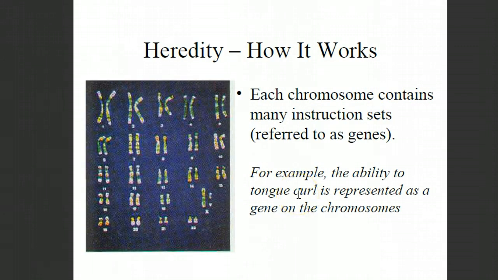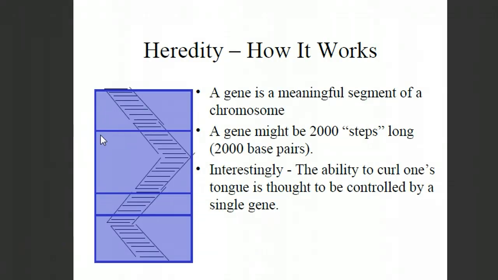Now, each chromosome contains many instruction sets, hundreds and hundreds of these instruction sets for regulating your development, for your developing as a human male, a human female, someone with dark hair, someone with dark eyes or light colored eyes. Each of these things is regulated by the genes. A gene is just a meaningful segment on a chromosome.